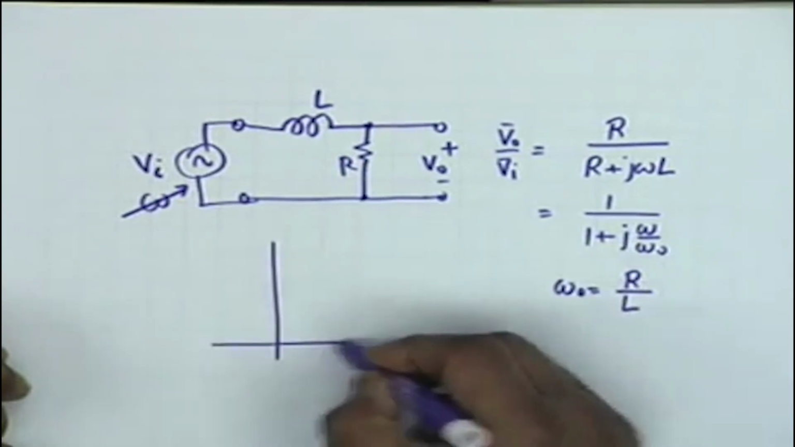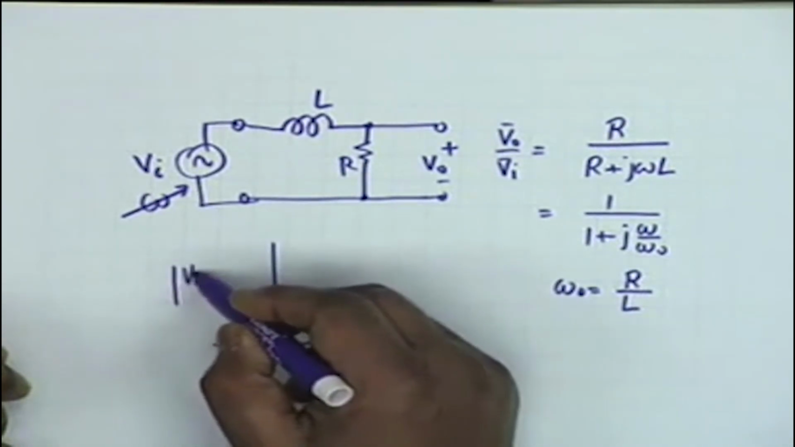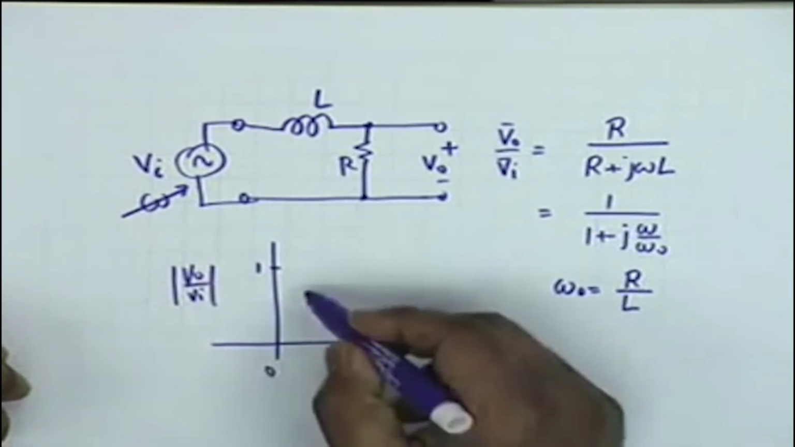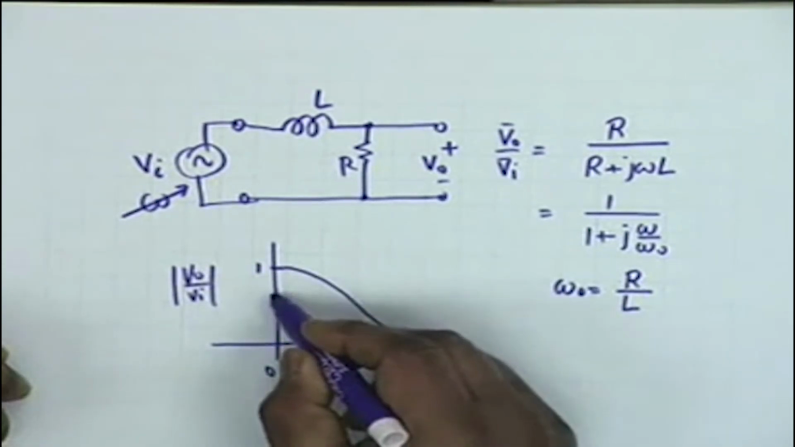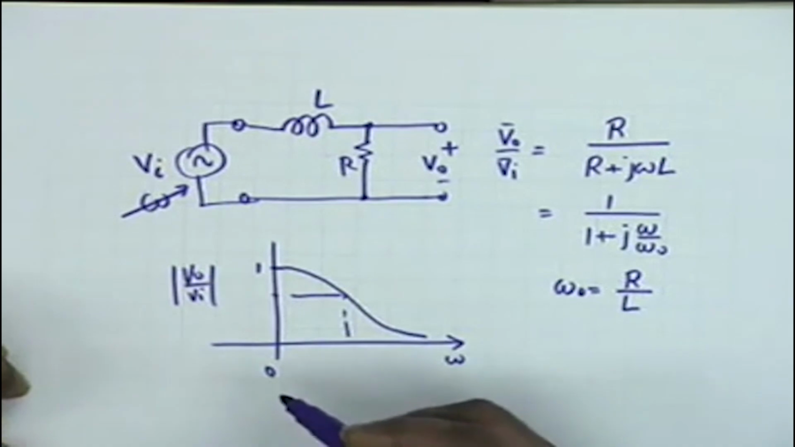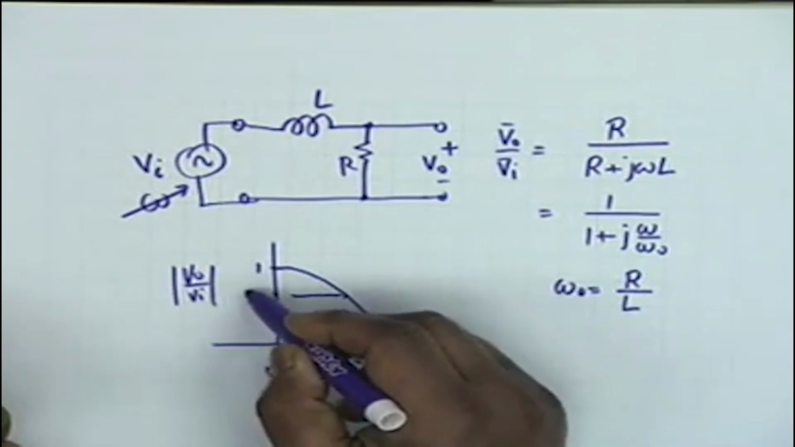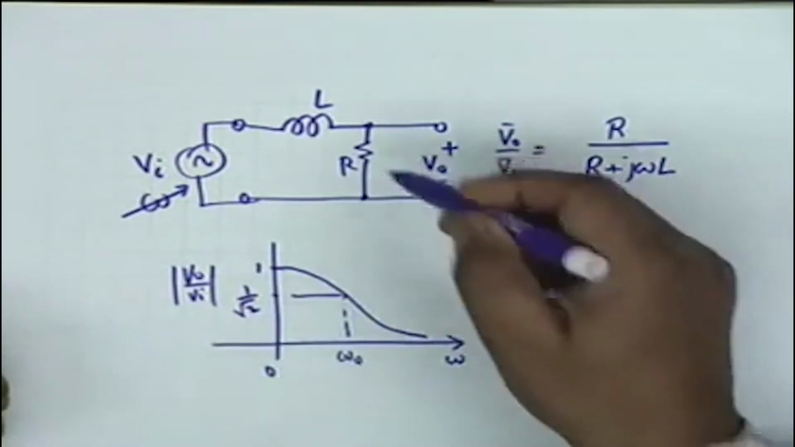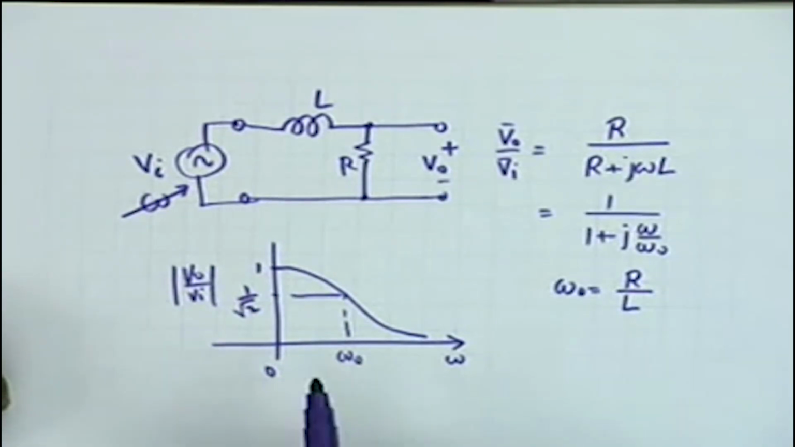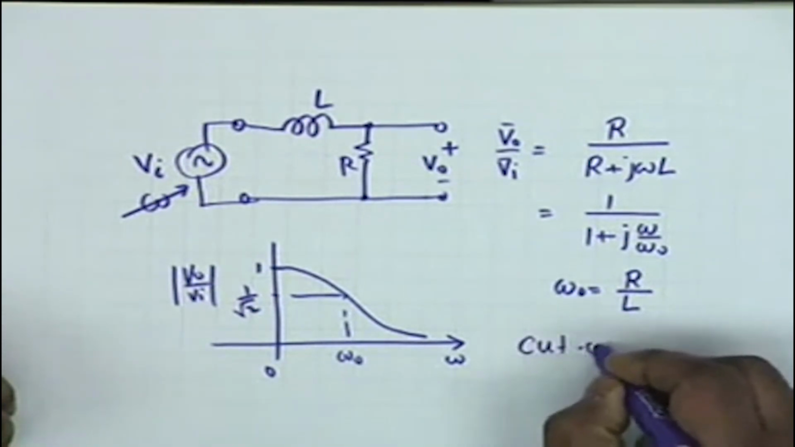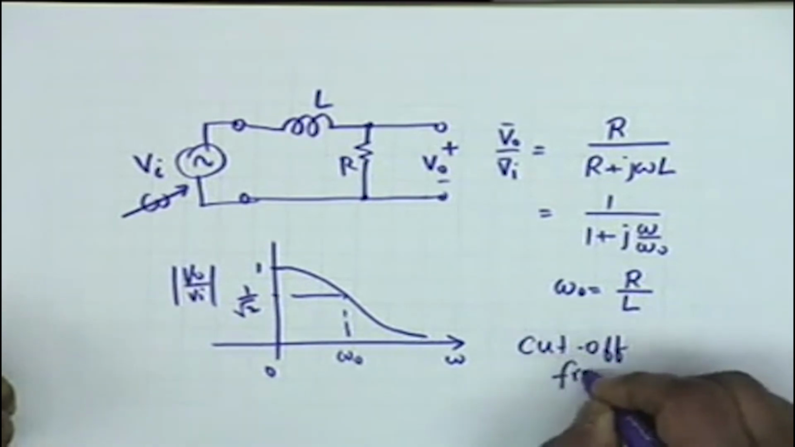And the magnitude plot, if you plot the magnitude V0 by Vi, then the magnitude plot starts at 1 at omega equal to 0, and it goes to 0 at infinity with half power point at omega equal to omega 0, where the magnitude drops down to 1 by root 2, and therefore the power in the resistor, which is I squared R or V squared divided by R, gets reduced by a factor of half. So omega 0 is also called the half power point. It is also named as the cutoff frequency.